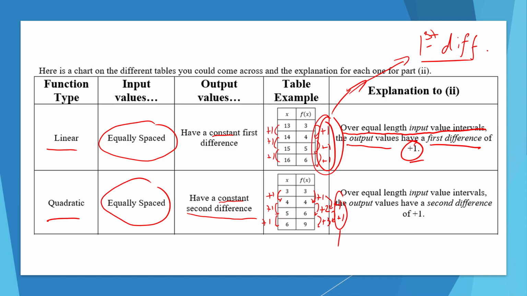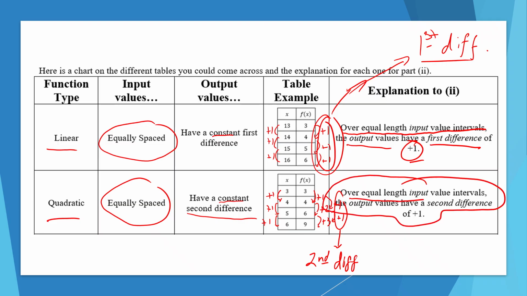+1, our second difference is constant. They're both ones. And as long as you have two of the same number, that's enough to infer it. You wouldn't need to have a third number here to prove that. So here, over equal length input value intervals, the output values have a second difference of +1. This would be enough there.